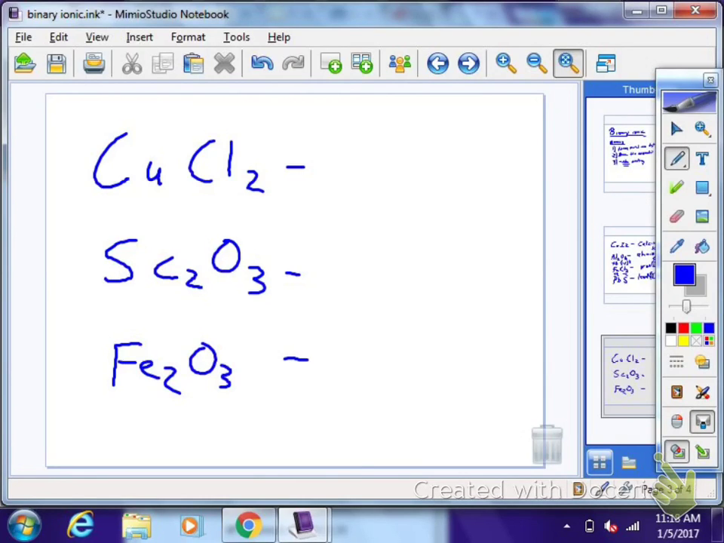And so chlorine's a -1. We have 2 of them, and so copper needs to be a +2. So that's why it's copper 2 chloride. Don't look at this number to tell you what the charge is. Okay? Just a lot of times it's the same, but it doesn't mean it's always going to be the same. So copper 2 chloride for the first one.